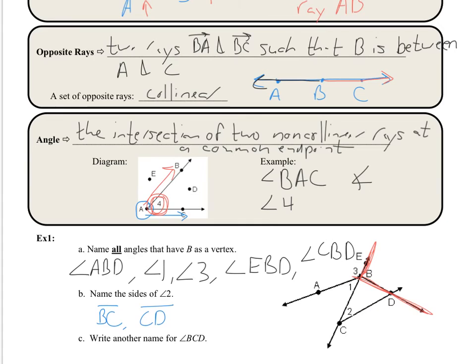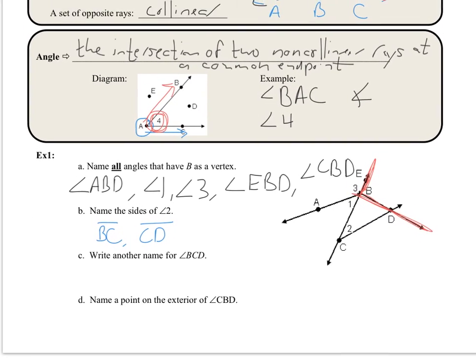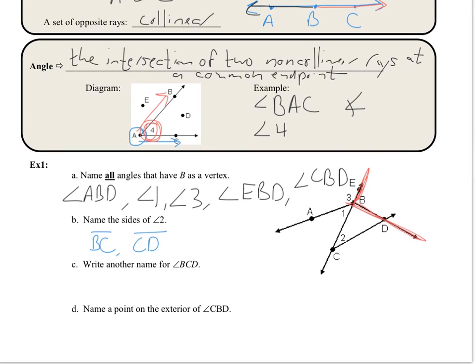Now, CBD actually creates a triangle, so that's why it's asking you for the sides, because each triangle has 3 angles. Now, moving on to example 1C. It tells us to write another name for angle BCD. So it gives us that the angle we're looking at is BCD.